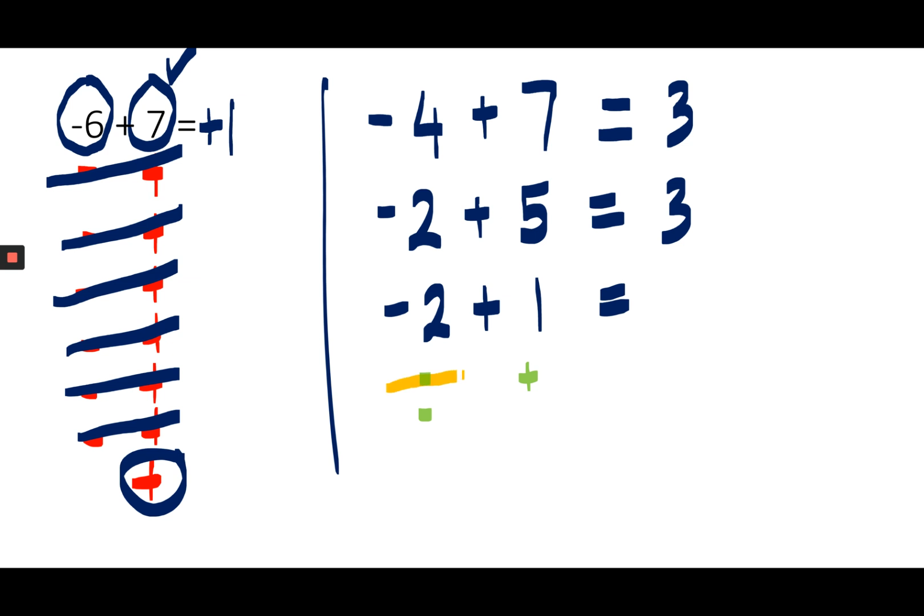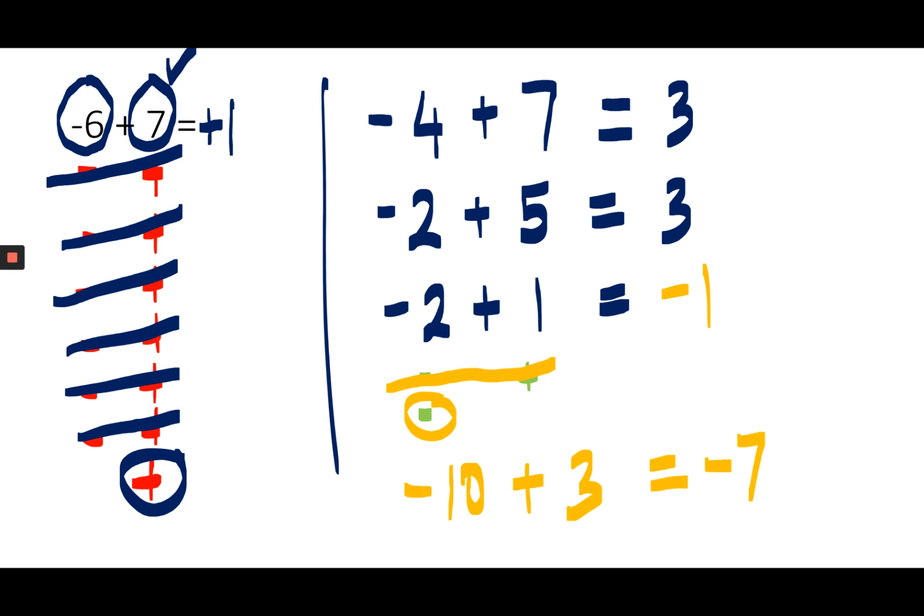So this negative 1 and positive 1 is going to make 0. Our answer is negative 1. So negative 10 plus 3, as you see, you have tons of negatives. You have 10 negatives and 3 positives. 3 positives can only kill 3 negatives, but you still have 7 negatives. This is the answer.